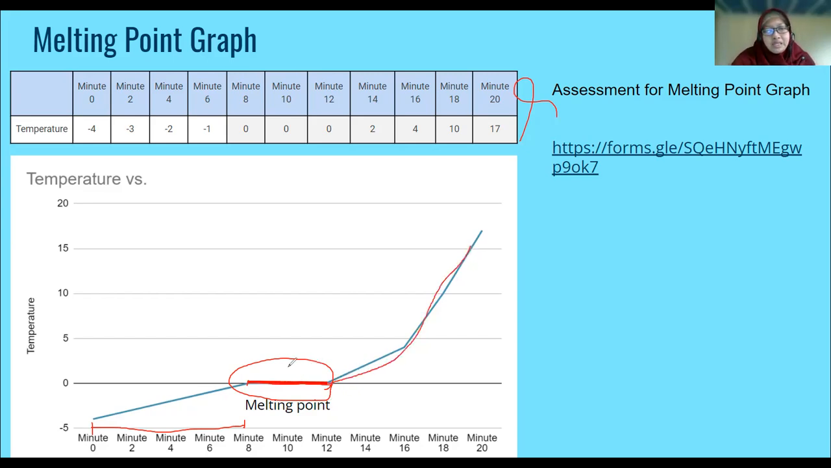Why does it stay? Because the heat is used to melt the ice. So in this part, it is solid. In this part, it is the melting process, and in this part, it's a liquid. So that's how it works.